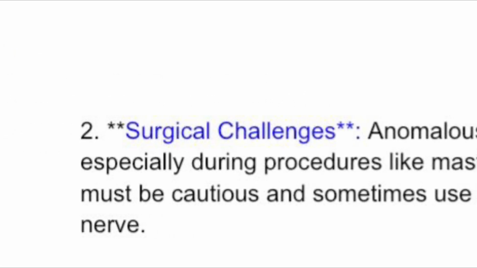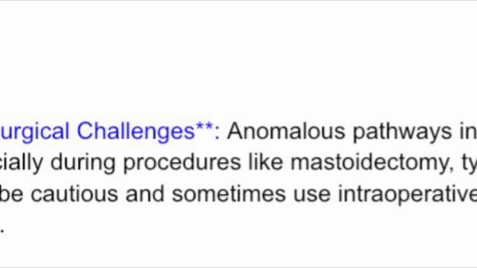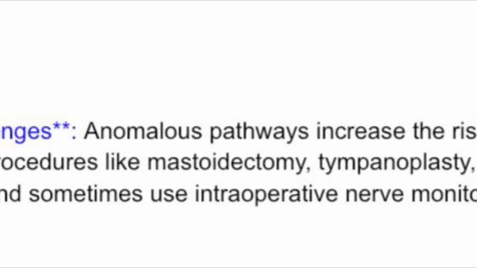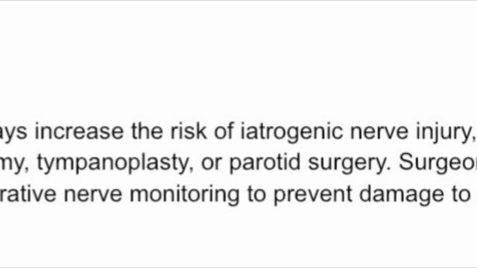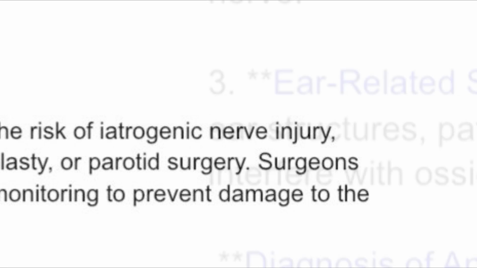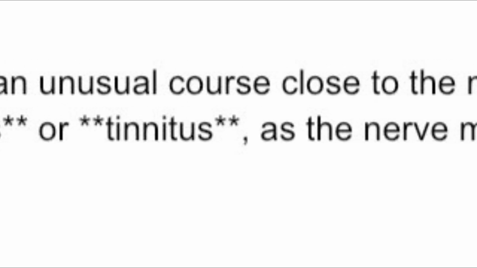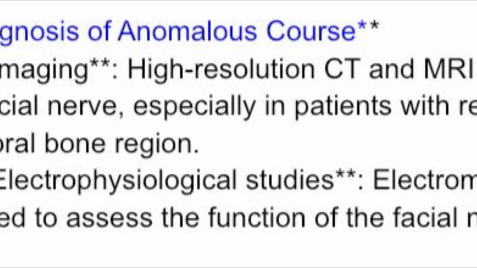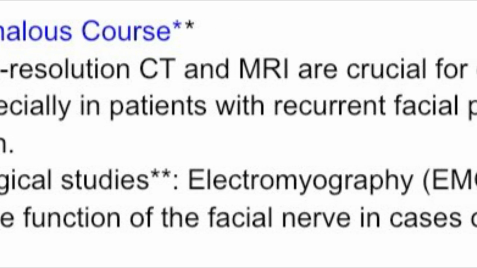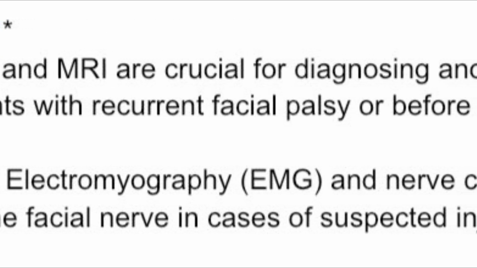Anomalies also pose risks during surgeries like mastoidectomy or parotidectomy, where surgeons must be cautious of abnormal nerve positioning. Diagnostic tools like high-resolution CT or MRI are crucial for identifying these deviations, especially before surgery. Electrophysiological studies, such as electromyography and nerve conduction tests, can assess nerve function in cases of suspected injury.